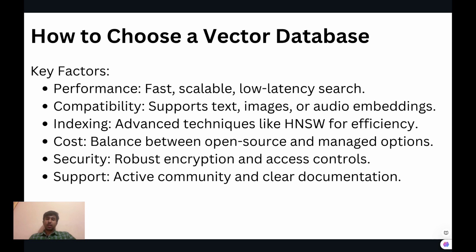There are several key factors. Performance is one of the important factors. It should be fast, scalable, and latency should be low, and it should support text, images, or audio embeddings according to the requirements. If we have a multimodal requirement, then your vector database should have multimodal support like text embedding, image embedding, audio embeddings. But if you are using only a text dataset, then only text embeddings are needed.